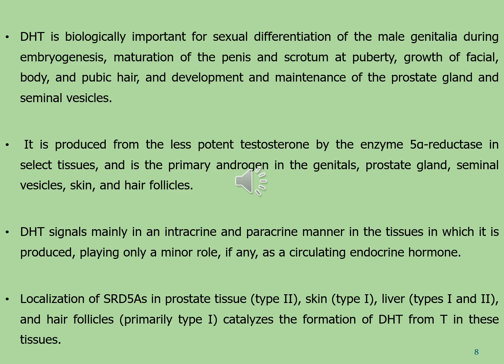DHT signals mainly in an intracrine and paracrine manner in the tissues in which it is produced, playing only a minor role, if any, as a circulating endocrine hormone. Localizations of SRD5As are in prostate tissue, that is type 2, skin type 1, liver types 1 and 2, and hair follicles, that is primarily type 1, which catalyze the formation of dihydrotestosterone from testosterone in these tissues.